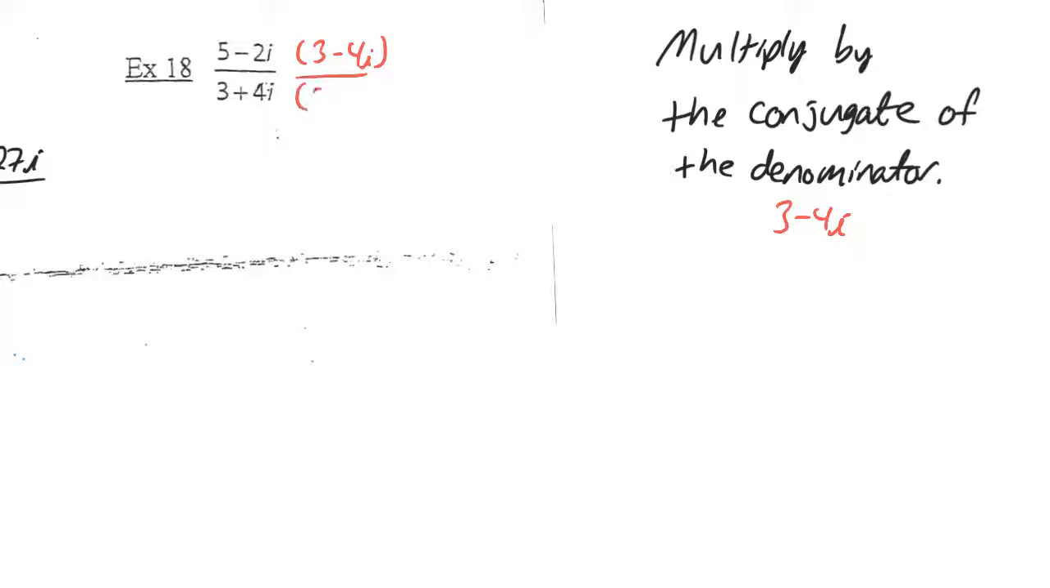What we're going to do is write this down: multiply by the conjugate of the denominator. The conjugate of the denominator in this case is 3 minus 4i, right? And so this is what I do. I multiply the top by 3 minus 4i, and I multiply the bottom by 3 minus 4i.